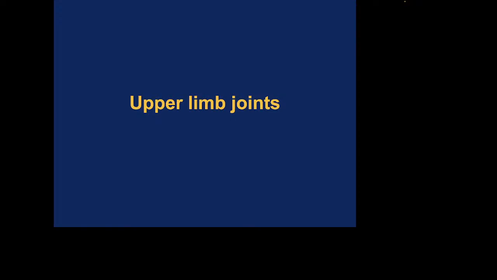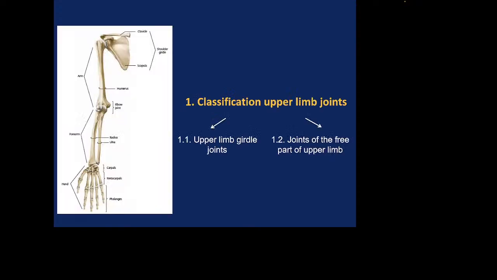We start from upper limb joints, and you see the classification of upper limb joints. As you guess, all types of bone joints are present here, and we can divide all joints of the upper limb into the upper limb girdle joints, this is the first group, and the second one is joints of the free part of the upper limb.